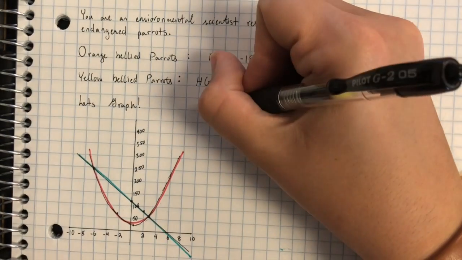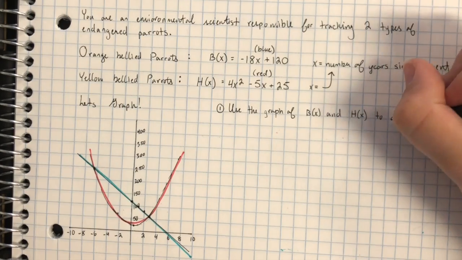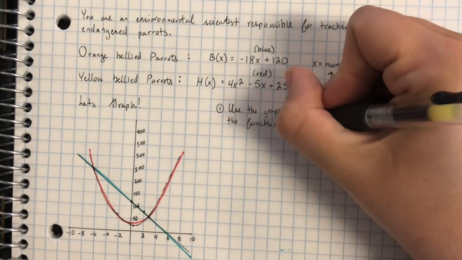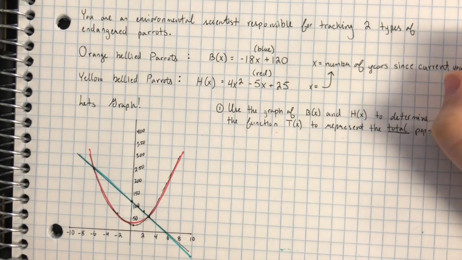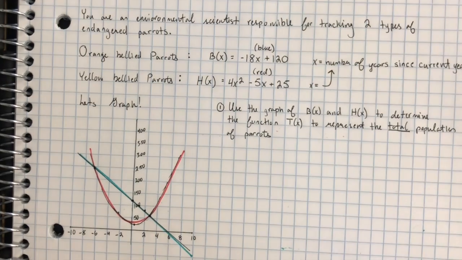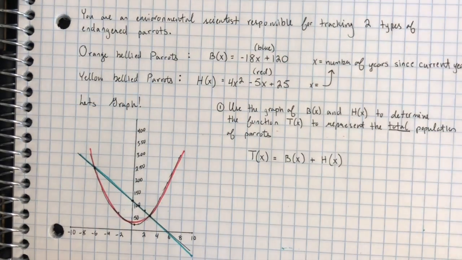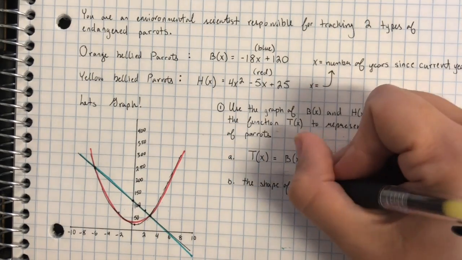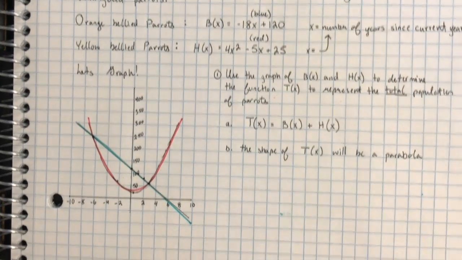So I just notated that my function b of x is the blue line and the h of x is the red line. Number 1 says use the graph of b of x and h of x to determine the function t of x to represent the total population of parrots. Well, if I know my population of orange parrots and I know my population of yellow parrots, presumably I can add those 2 populations together to get the total population of parrots. So I can do the same thing with a function as I would do with a regular value. If I knew I had 57 orange and 63 yellow, I would just add them together. But because I have these functions that represent the 2, I can add the functions together and get a new function that represents the total population of parrots.